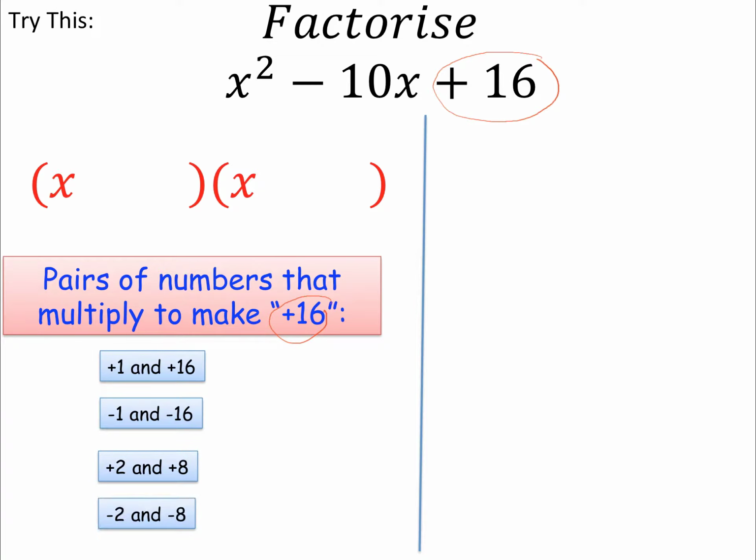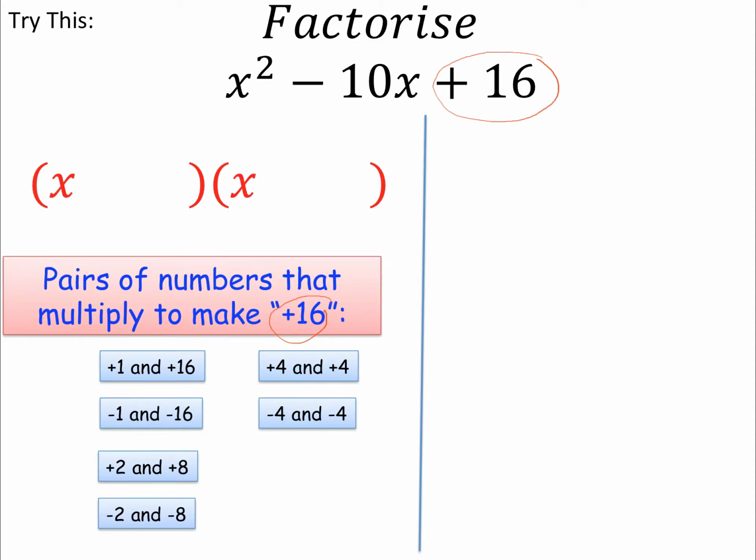Remember, positive 16. So let's list them. So these are all the pairs of numbers, right? So plus 1 and plus 16, minus 1 and minus 16, plus 2 and plus 8, minus 2 and minus 8. Remember, when I say minus 2, what I mean is what? Negative 2, right? So minus 2 and minus 8, they multiply to give us positive 16. So these are all the pairs.